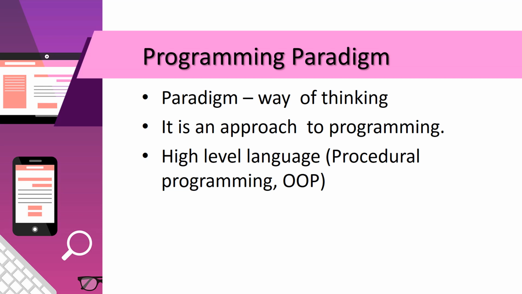Likewise, in programming, if we want to solve any problem, we can approach it in our own ways. Already we have discussed that low level language has two different categories, that is machine level language and assembly language. Both come under low level language. Likewise, high level language has two categories: procedural programming language, and the other one is object oriented programming language.